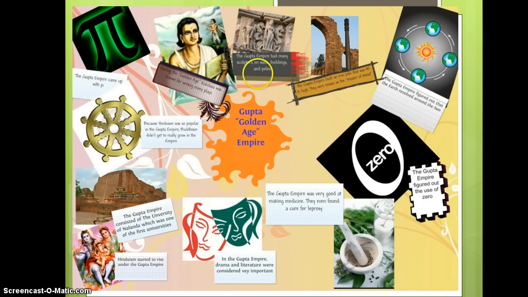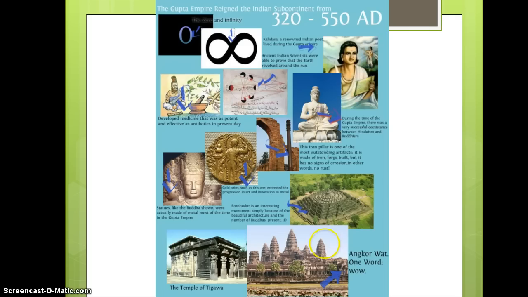Here we have a couple posters that students created about the achievements of the Golden Age. We have pi up here. The Earth revolved around the Sun. Zero. Medicine. Another one, I like this one because it shows infinity. It's a sideways 8 infinity sign. And it also shows the architecture, the artistic achievements.